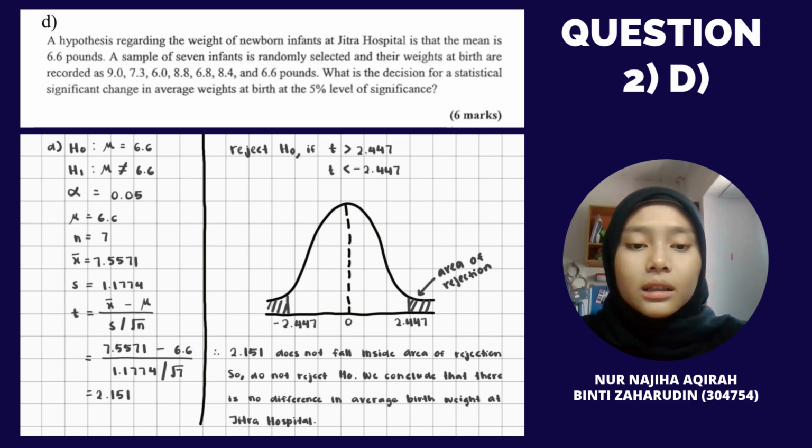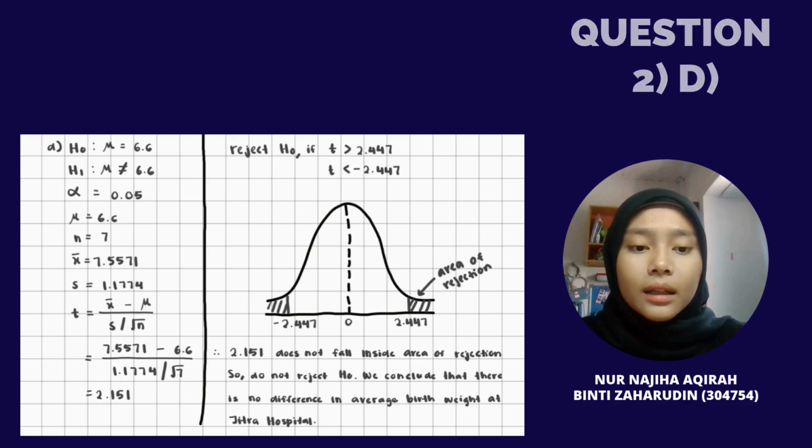The critical t-value is greater than the t-statistic. Since 2.151 is within the range, it doesn't fall in the rejection region. So we do not reject the H null. We conclude that there is no difference in average birth weight at Jitra Hospital.